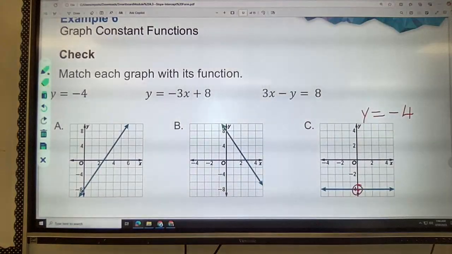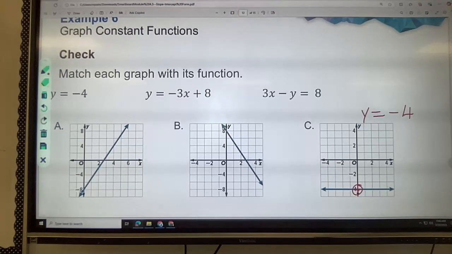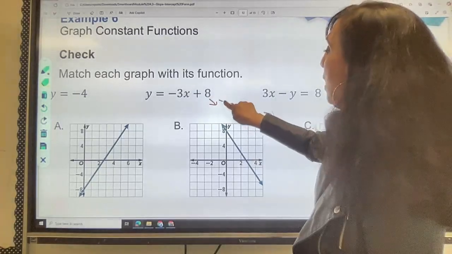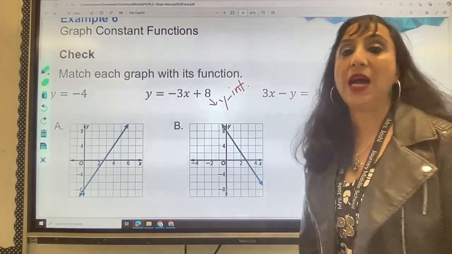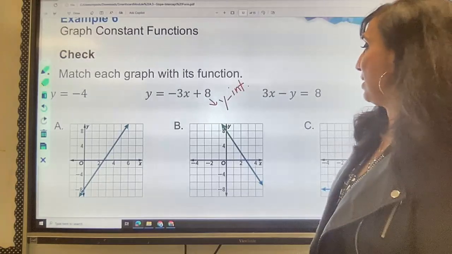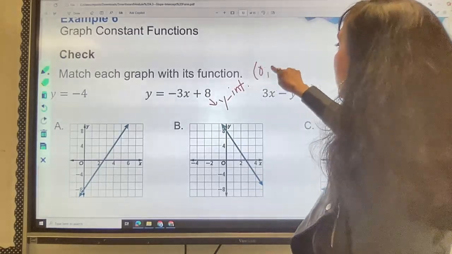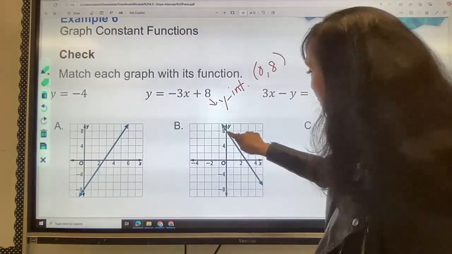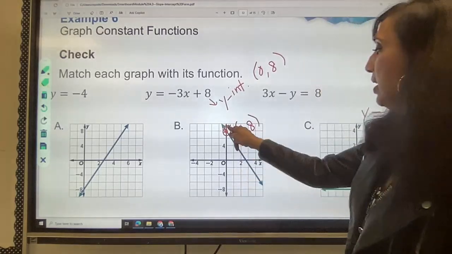Now, let's look at the second one. It is saying y is equal to -3x plus 8. So first I need to find, what does this mean? This is the y-intercept, and that means my graph is intersecting the y-axis at 0, 8. So that is my ordered pair. Let me find where 0, 8 is. So here we go. In this one, we have 0, 8, and there is my graph.